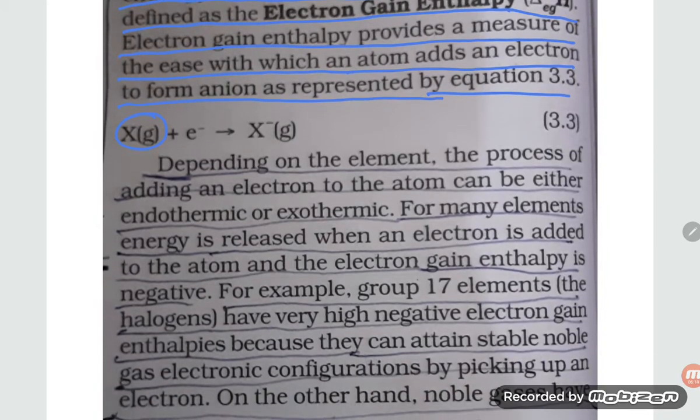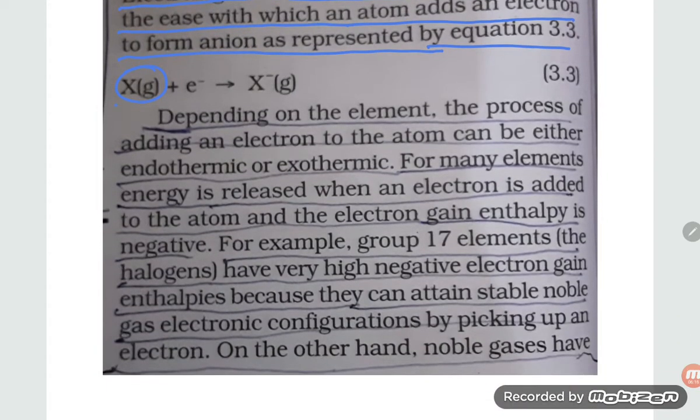Till now the definition is not given here. Let us see. One isolated gaseous atom is there. You are adding one electron. It is converting into an anion. Depending on the element, the process of addition of an electron to the atom can be either endothermic or exothermic. Anything is possible, students.